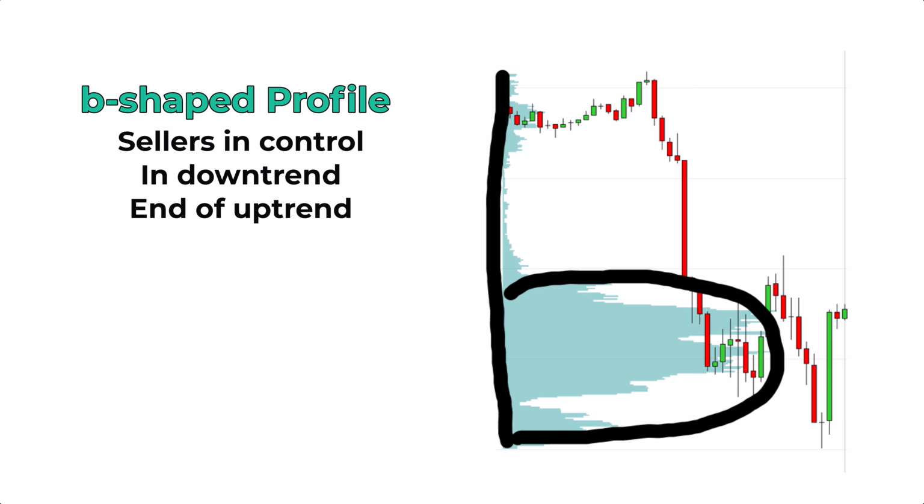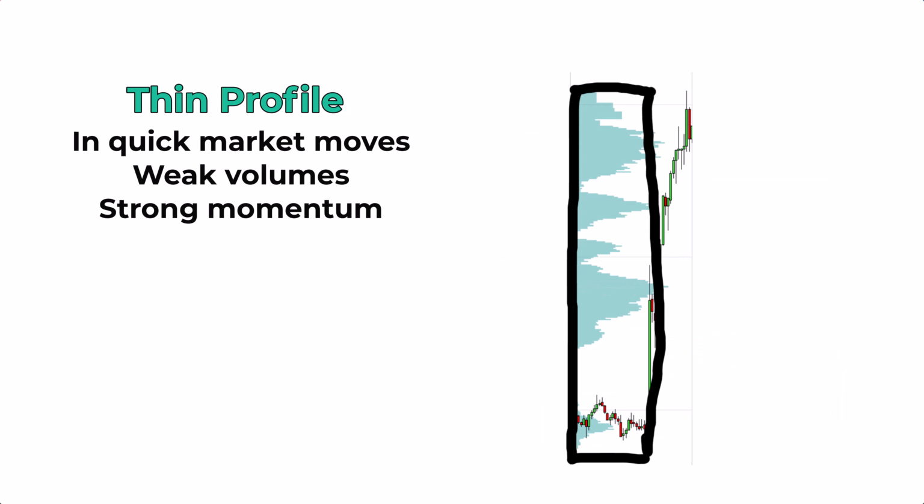The B-shaped profile is the opposite. It tells us that sellers are in control. You'll usually see this shape during a downtrend, but if it appears after an uptrend, it could actually mean that the uptrend might be ending. And finally, the thin profile. It forms when the market moves so quickly in one direction that almost no volume builds up, only small volume bumps. It's a sign of strong momentum, often sparked by big macro news.